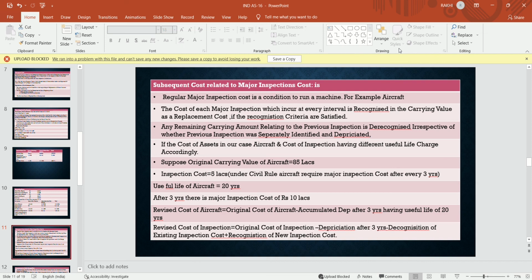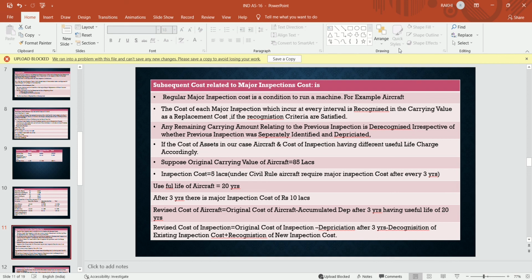We will take the example. Suppose the original cost of aircraft is 85 lakhs and inspection cost on it at the time of purchase is 5 lakhs. Under civil rule, aircraft require major inspection after 3 years. Means the inspection cost useful life is 3 years and the useful life of aircraft is 20 years. So depreciation is to be charged accordingly. On the aircraft it will be charged over 20 years and inspection charge it will be charged over 3 years.